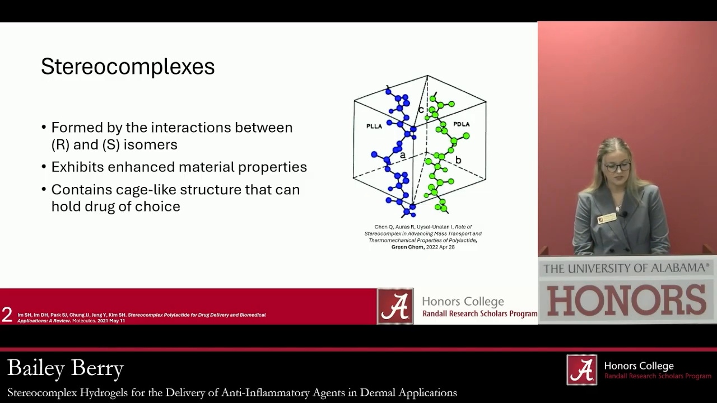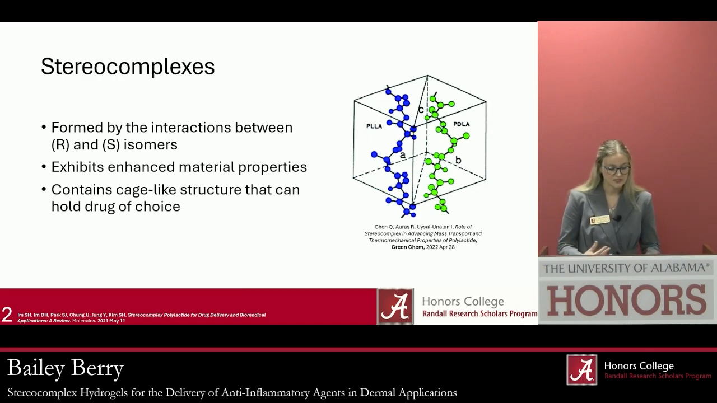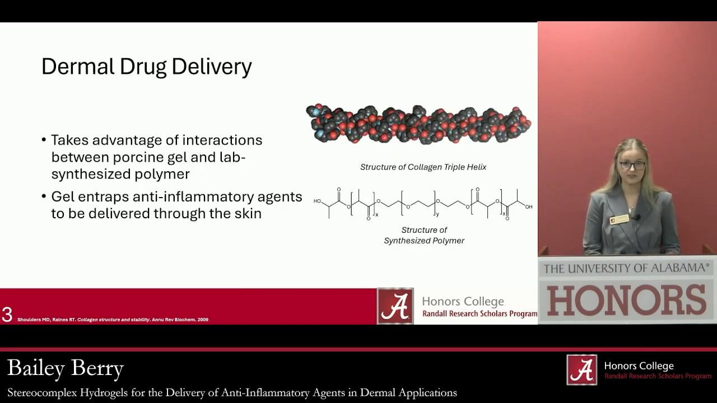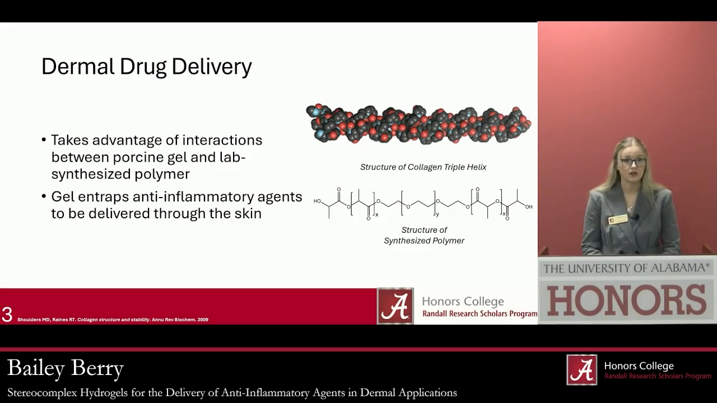Stereocomplexes, which are in the graphic you see on the right, are cage-like structures formed by the stereospecific van der Waals forces between the right-handed and the left-handed molecules. These have a large empty space in the center that can entrap particles or drugs, allowing for specific delivery. The way that we plan to take advantage of this is to use the L amino acids in collagen, which is in our gel, and in our synthesized polymer, the D-lactic acid part, or D-lactide part, of our polymer, and use those interactions to encapsulate our anti-inflammatory drug of choice, which is naringenin.